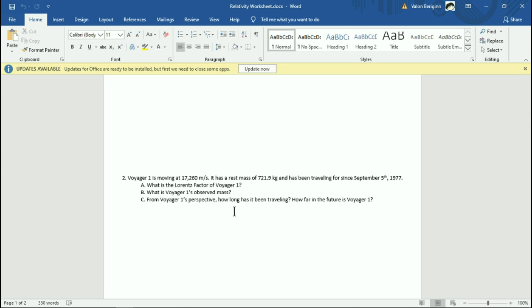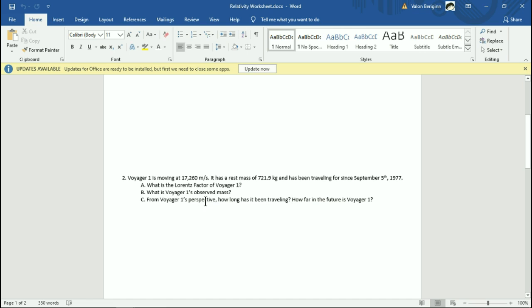So for this, you have to be a bit careful. I gave you the date specifically, and so what you can do is just go on Google and type in like how many days since September 5th, 1977, and it will tell you the number of days. So you want to use that as, okay, that's the time that we have seen Voyager 1 take to go across.